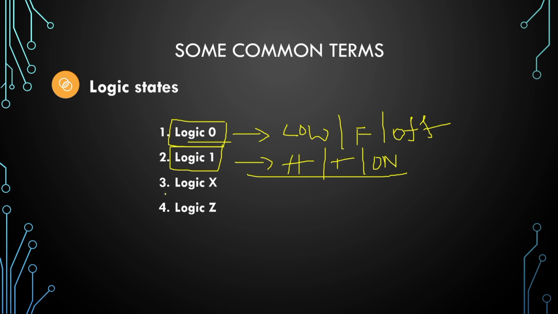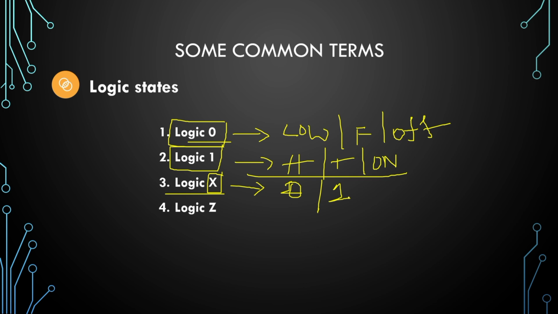Then we have logic X. This X is also called either don't care or unknown. What is this X? This X represents either 0 or 1. Means we cannot determine whether it is 0 or 1. It can either take 0 value or it can take 1 value. That is how this unknown is.